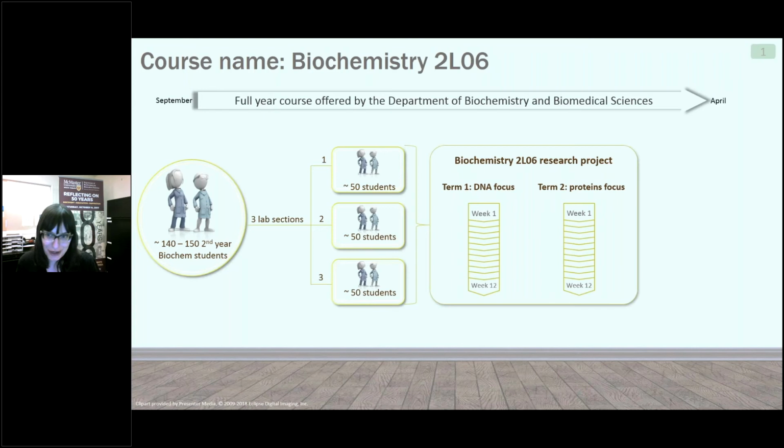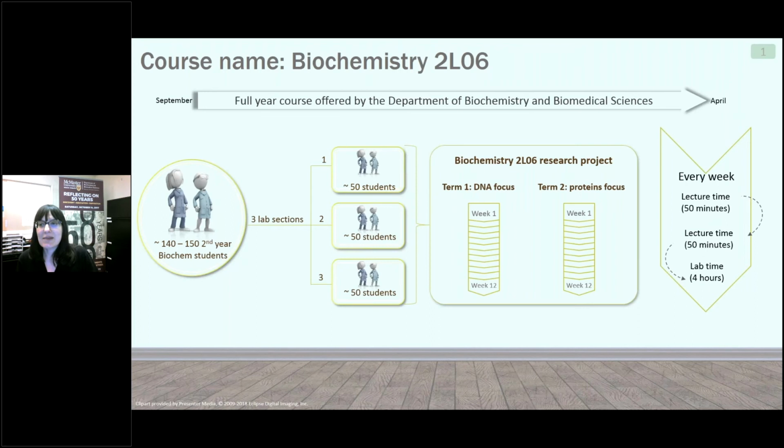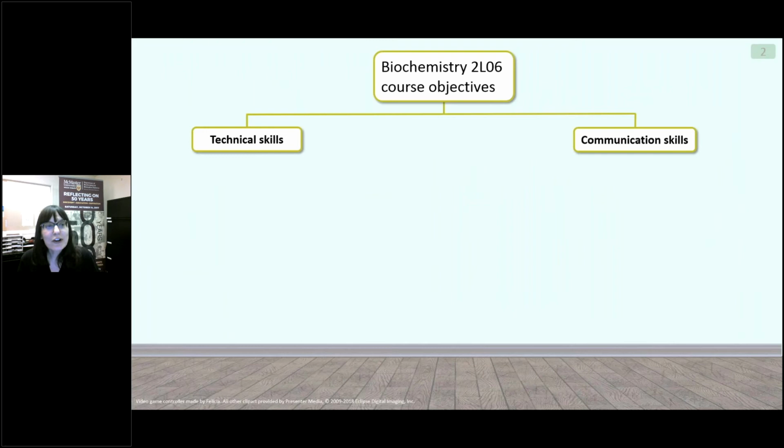The way that each week looks like for these students is they come to two lectures, they're 50 minutes each, and then a 4-hour lab time. Typically the labs don't last 4 hours, but 4 hours is scheduled. Okay, so the course objective for Biochemistry 1206, we have our typical technical skills that we want to introduce our students to, and communication skills.